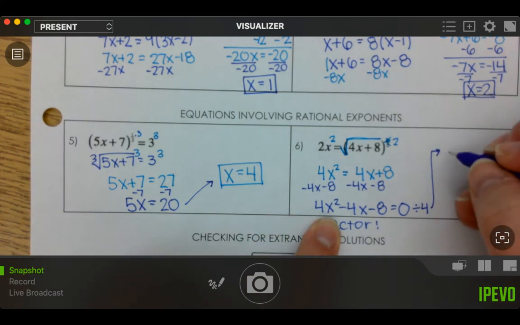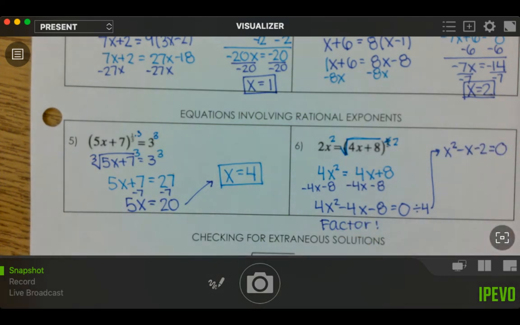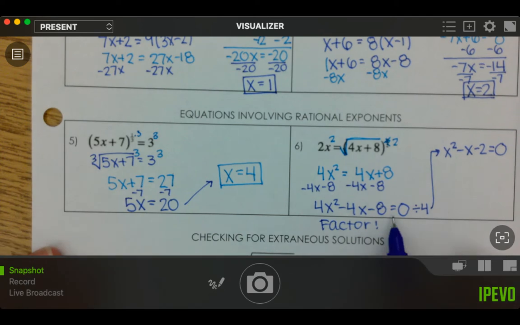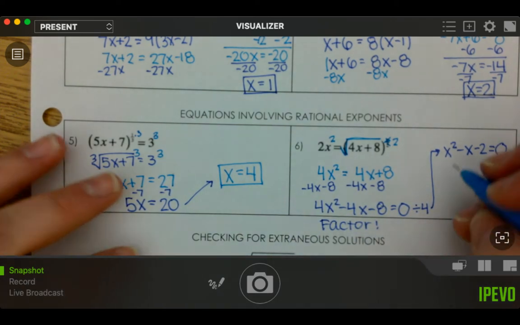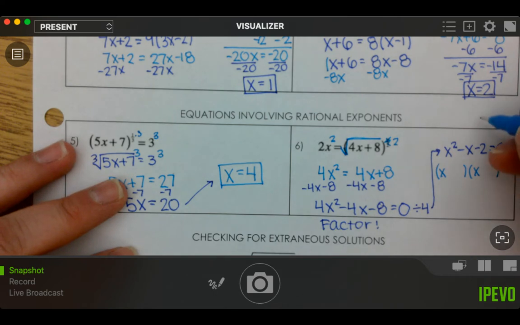4x squared divided by 4 is just x squared. Negative 4x divided by 4 is just negative x. And negative 8 divided by 4 is negative 2. 0 divided by 4 is 0. So only if it's an equation can you divide them all by something. Now, back to our factoring skills, we want this to be set up into 2 parentheses. And we want to find the two numbers that multiply to negative 2.